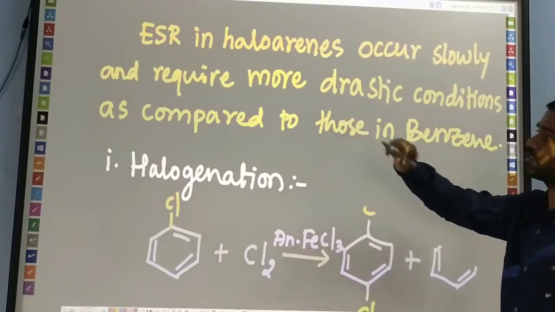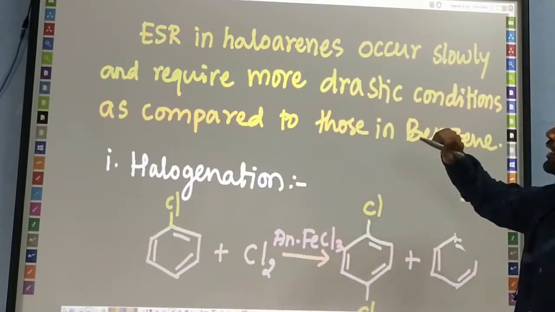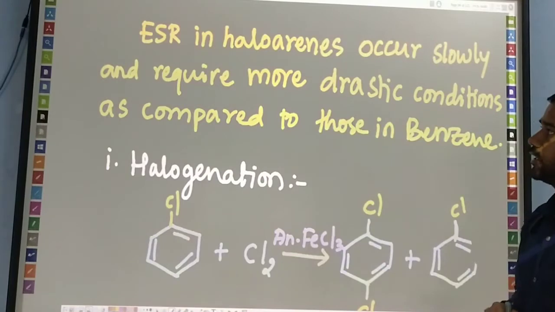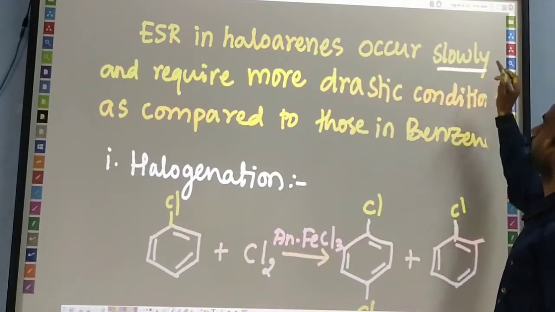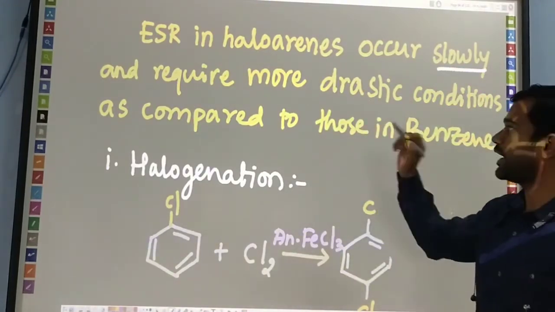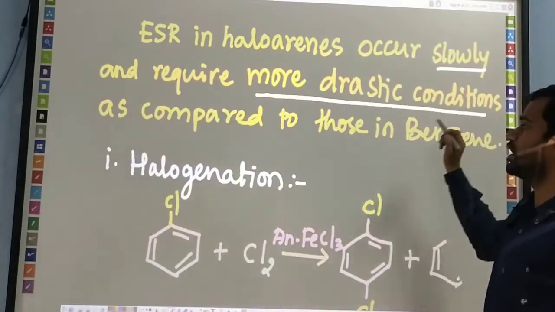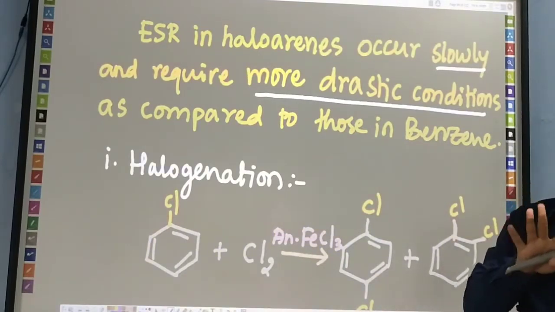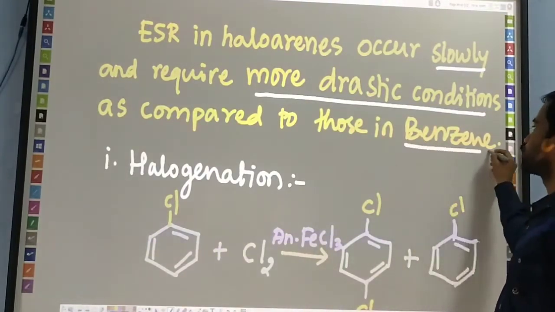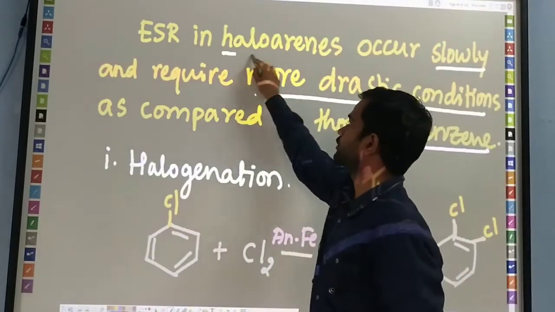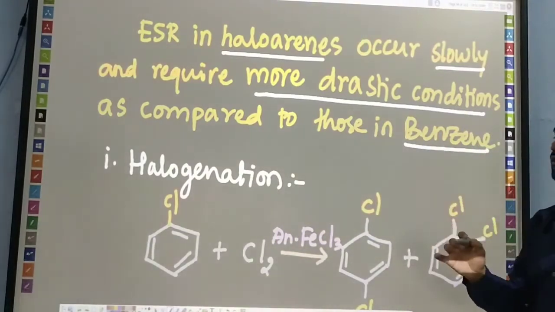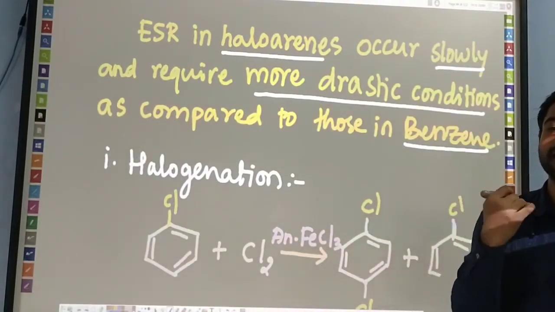Electrophilic substitution in haloarenes occurs very slowly and requires more drastic conditions as compared to benzene rings. We already studied that electrophilic substitution in haloarenes occurs slowly and requires more drastic conditions. If I go by the speed of the reaction, it is faster in the case of benzene and slower in the case of haloarenes. Try to remember that haloarenes react very slowly, but benzene reacts very fast.